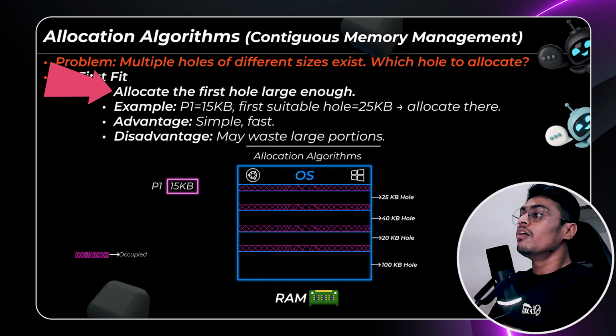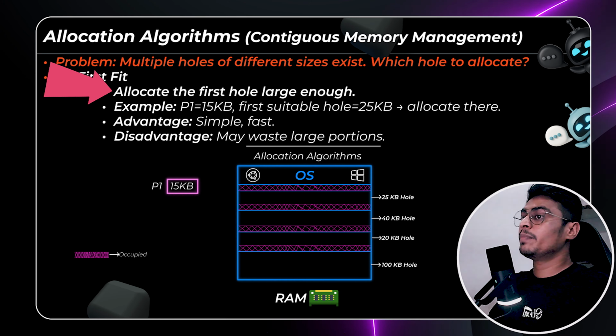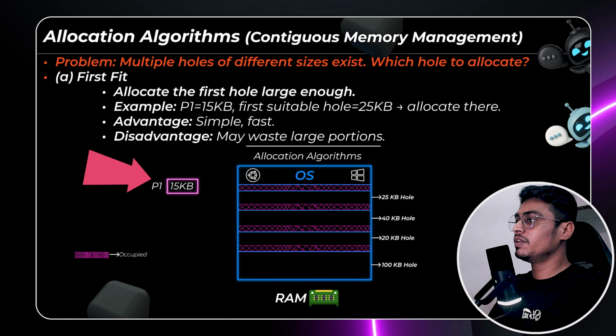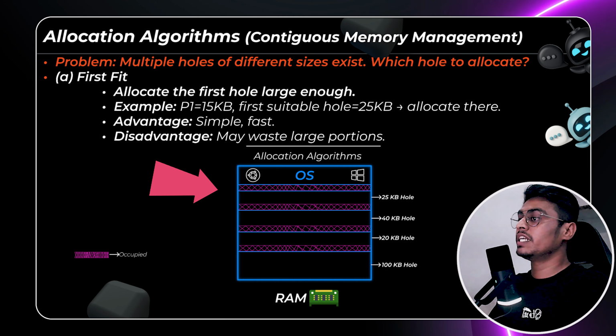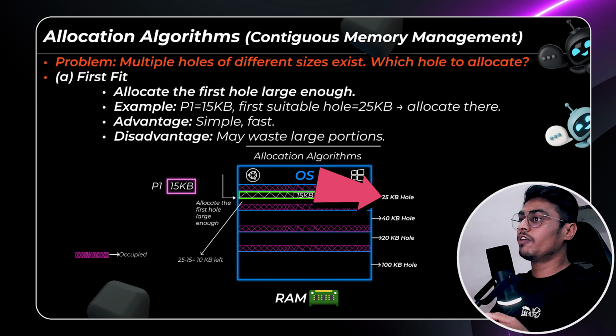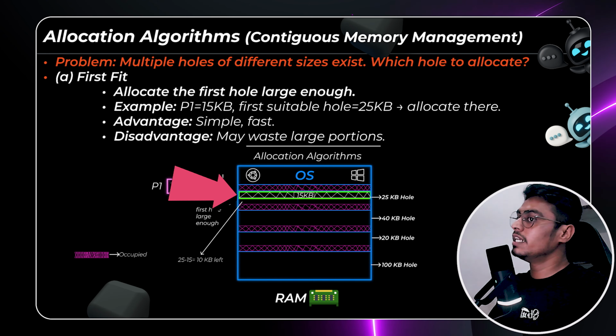First fit algorithm. First fit allocates the first hole that is large enough to accommodate the incoming process. For example, if process P1 of size 15 KB arrives, first fit searches from the beginning and stops at the first hole that can hold 15 KB. If it finds the 25 KB hole first, it immediately allocates P1 there without searching further.